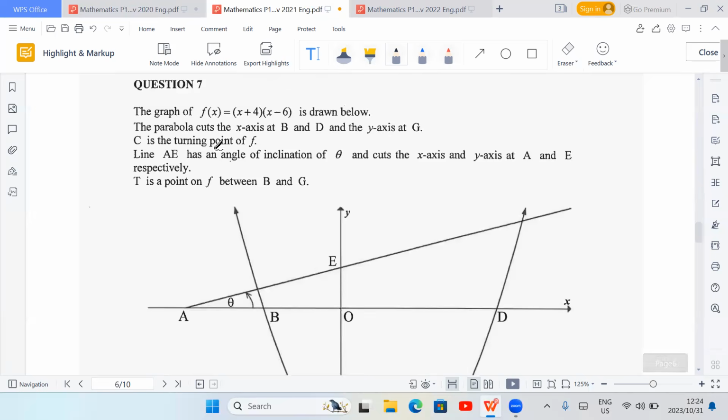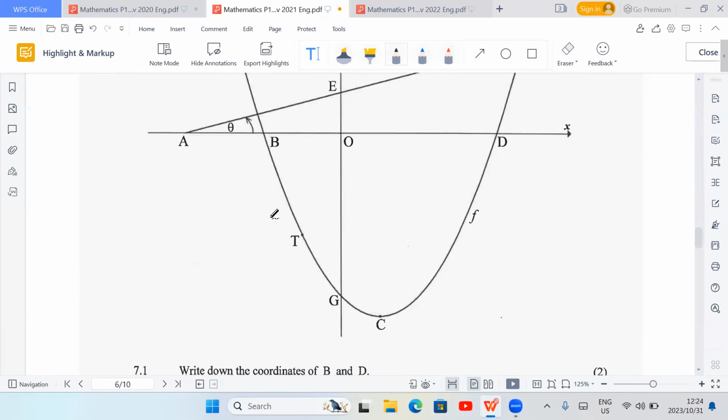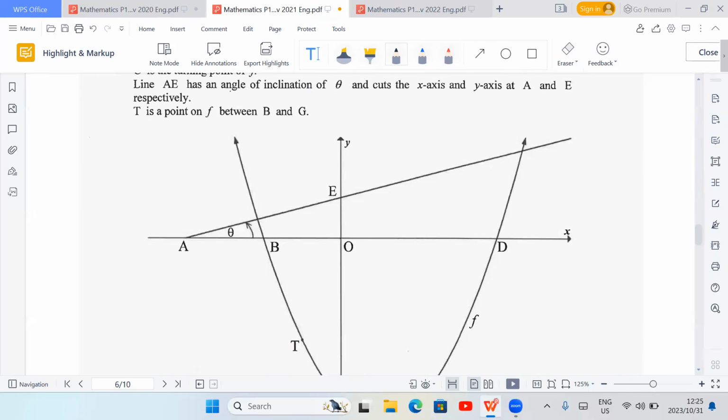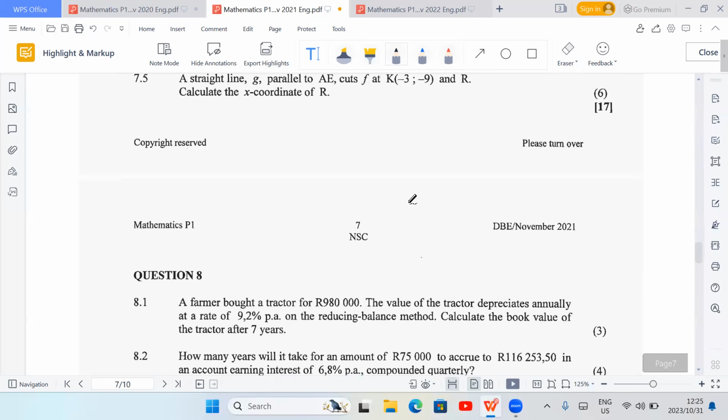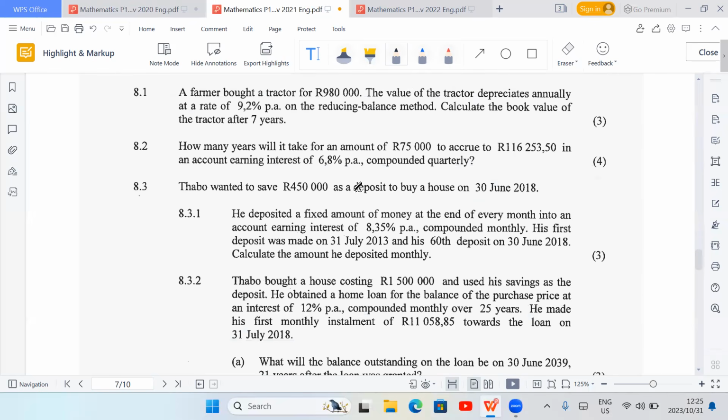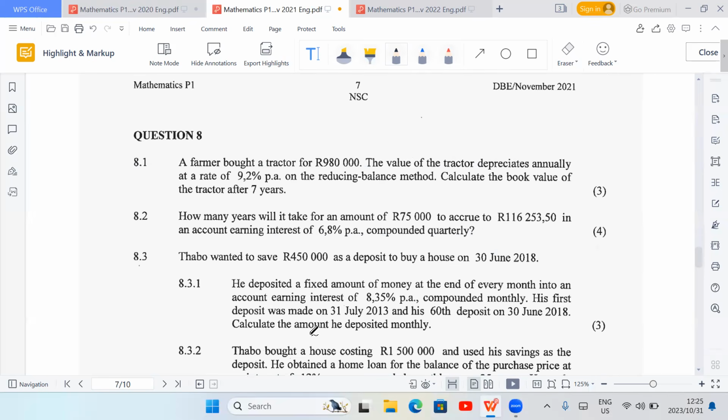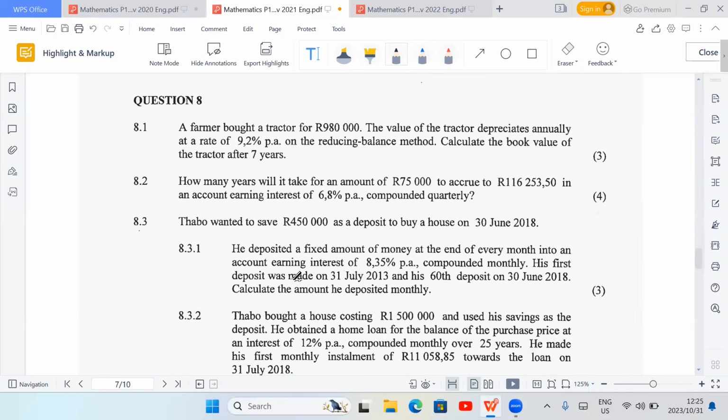And then your question 7, you are given your parabola and also the straight line. In most of the cases, when they give you the parabola, they give you a straight line there. And then also here, you can answer these questions like that. And then question 8, again, it's on your financial maths, which if you are able to read your questions correctly, then you should also get these ones, right?